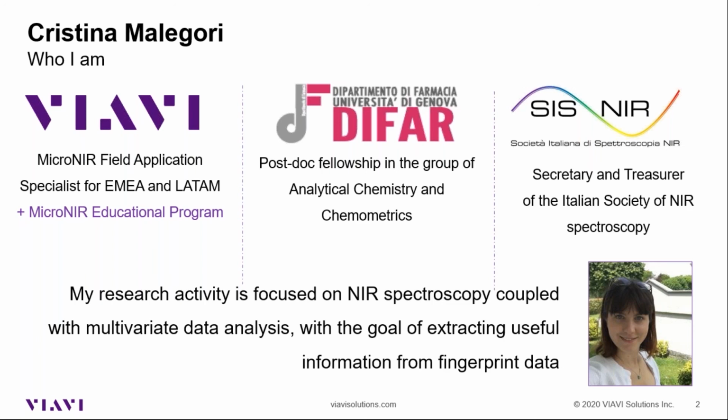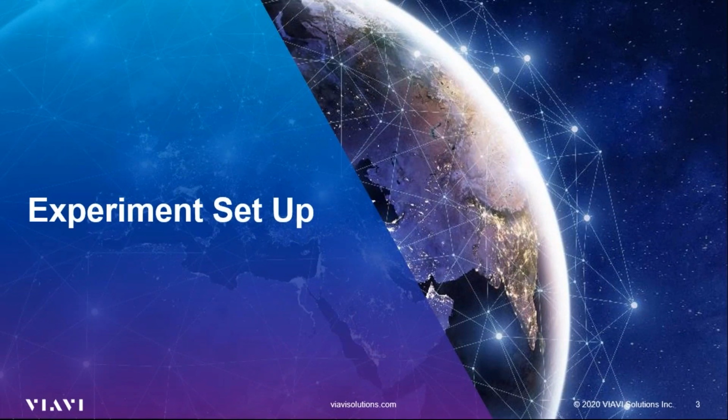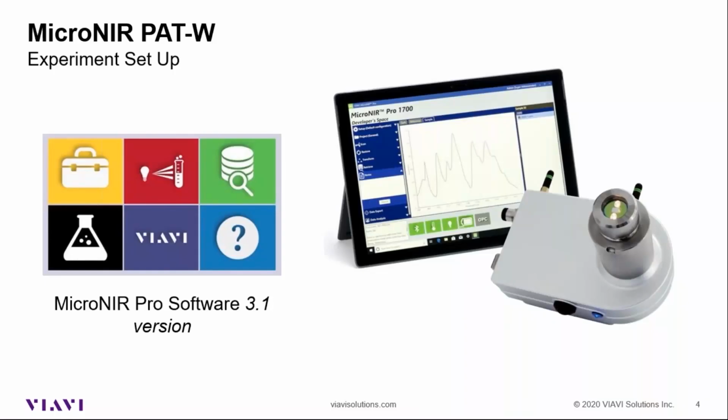I have a postdoc fellowship in the research group of analytical chemistry and chemometrics at the University of Genova in Italy. My research activity is focused on NIR and chemometrics. And what is chemometrics? It is the way in which we try to understand the fingerprint signals that NIR gives us and the information that is behind these complex signals. But what we want to do today together is something more practical, and I will keep the theory really, really light.